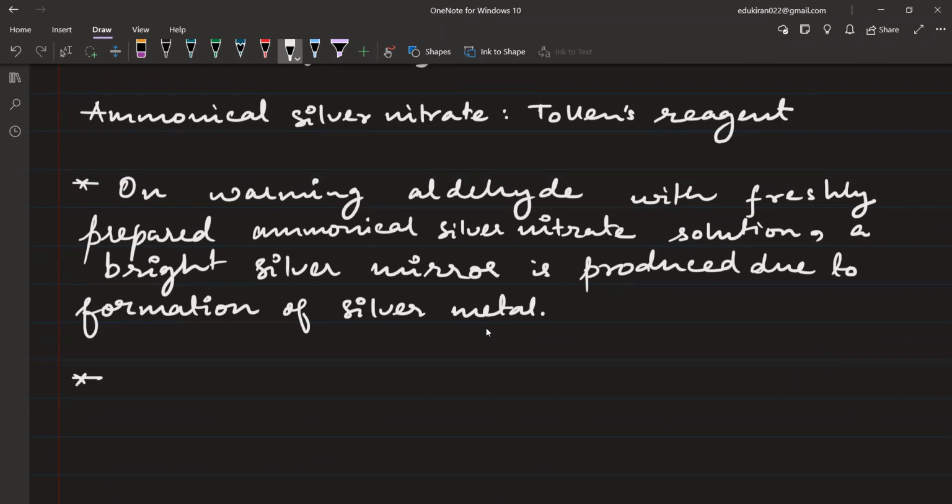Right, next. Ketone plus Tollens reagent will get no silver mirror.